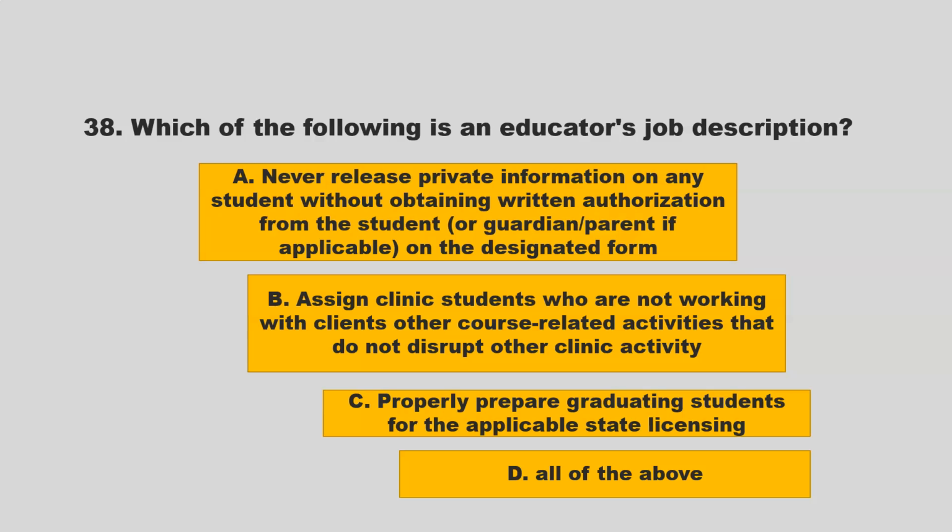Which of the following is an educator's job description? Never release private information on any student without obtaining written authorization from the student or guardian, parent, if applicable, on the designated form. Assign clinic students who are not working with clients other course-related activities that do not disrupt other clinic activity. Properly prepare graduating students for the applicable state licensing. All of the above. If you chose D, all of the above, you are correct.